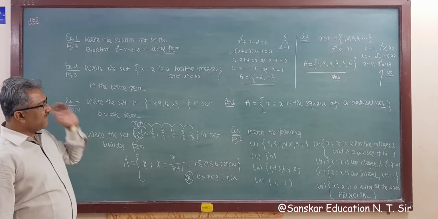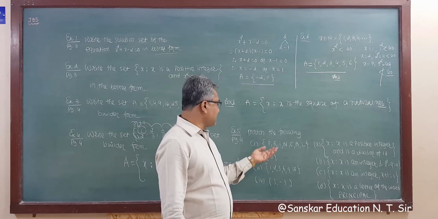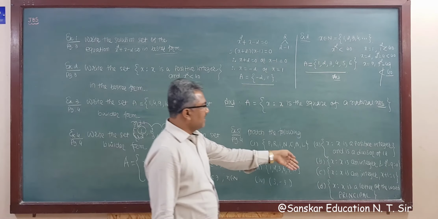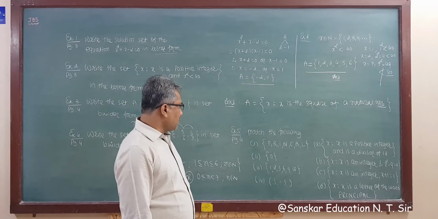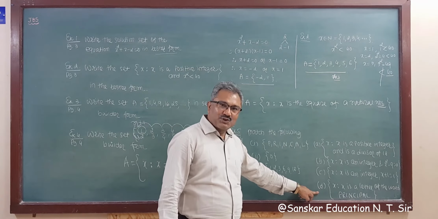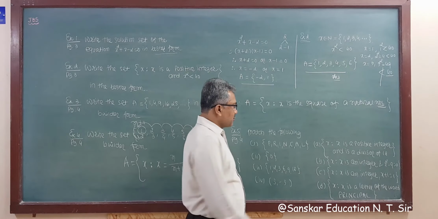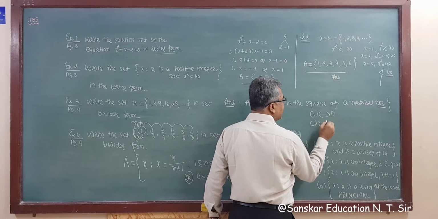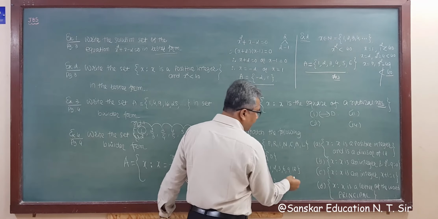Okay. Now question 5. Again, example number 5. Make the following match. So this is given in roster form, and this is given in set builder form. So you have to match both columns. So first is A, and last is this. So first matches with D, second, third, and fourth.